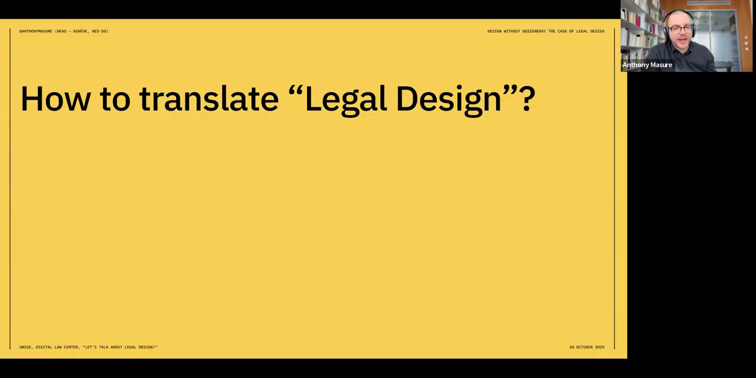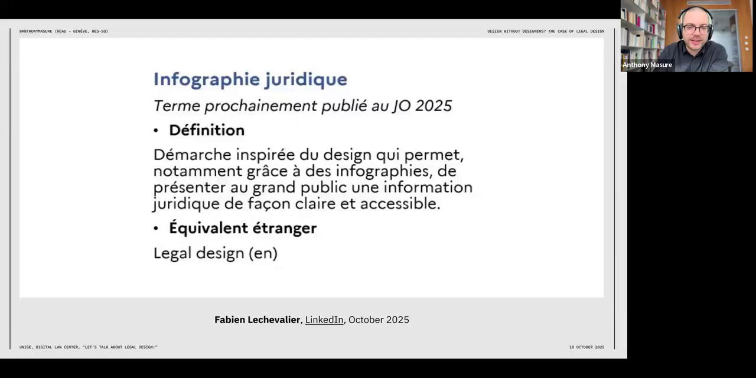Next step, this is the tricky part, because I will have to dig between French and English, how to translate legal design. Thanks to Fabien Le Chevalier again, I was aware of this French translation of legal design, and the Journal Officiel, so the French government, proposed to translate it as infographie juridique. In English, law infographic, something like that. Okay, it could be true, but it's only a fraction of what legal design could be. And if we translate it that way, there is a risk that legal design becomes only this.